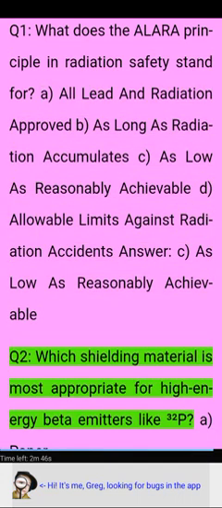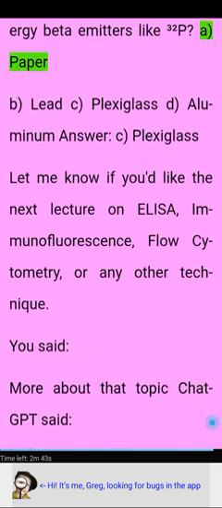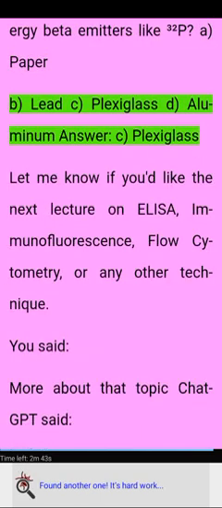Q2. Which shielding material is most appropriate for high-energy beta emitters like P-32? A. Paper. B. Lead. C. Plexiglass. D. Aluminum. Answer. C. Plexiglass.